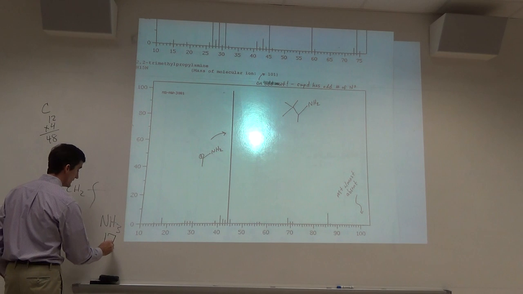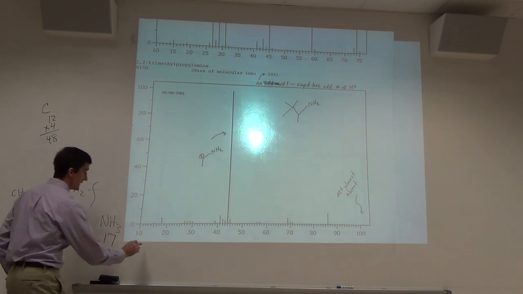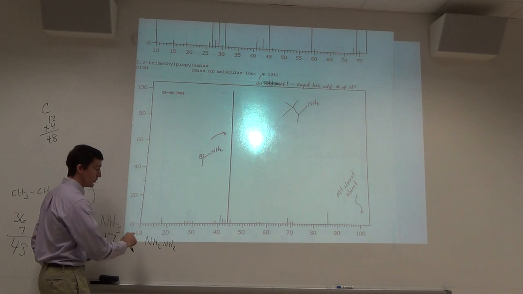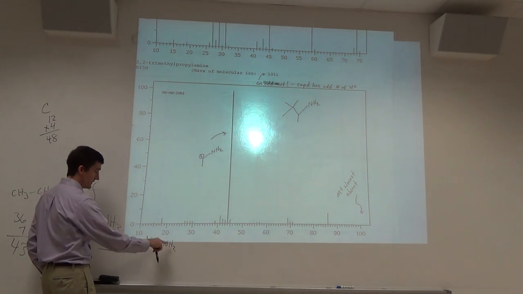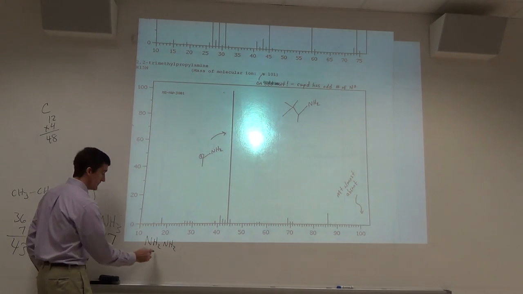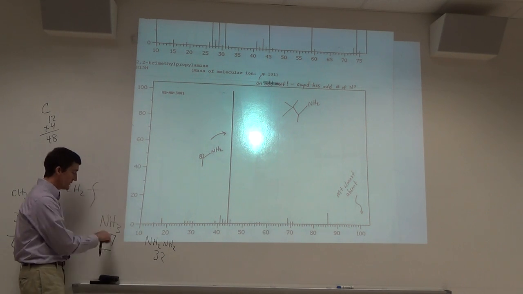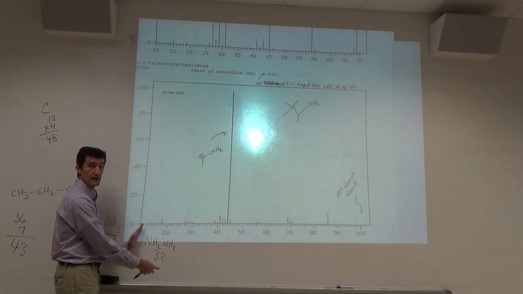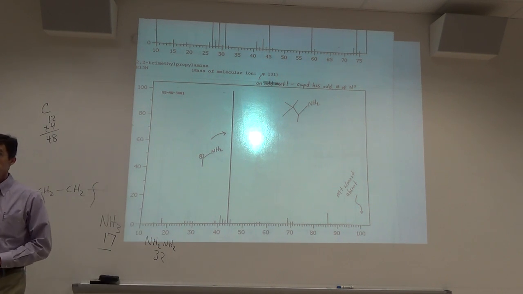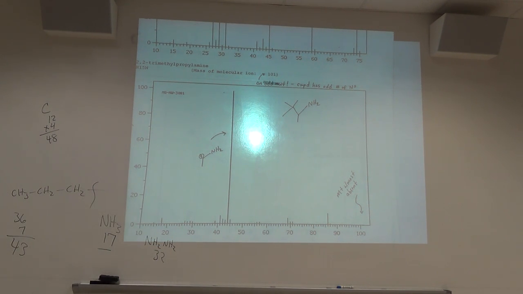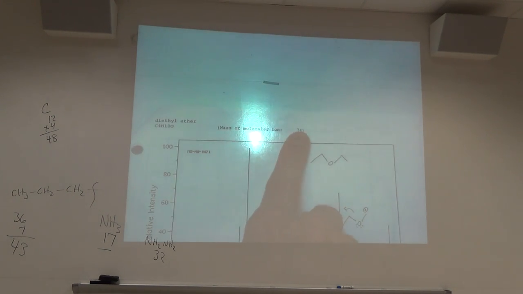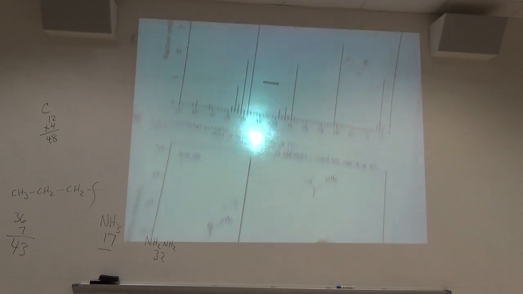17? Odd. But if we have hydrazine, which is NH2NH2, or N2H4, what's the molecular weight of this? 32. Odd number of nitrogens, odd molecular weight. Even number of nitrogens, even molecular weight, with 0 being even. If it has no nitrogens, it'll be even. No nitrogens, that's why it was even up here. That's called the nitrogen rule.